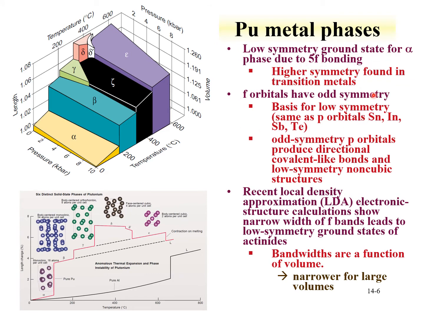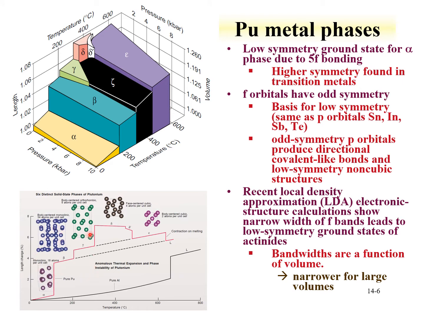These f orbitals have odd symmetry, so they're similar to the p orbitals. So you see some similarities between the behavior of plutonium and these p orbital metals: tin, indium, antimony, tellurium. And this has also been modeled with local density approximations. And they show that the narrow widths of the f bands lead to low symmetry ground states of the actinides, which is observed. And here's an example of some of these lower symmetry crystal states.